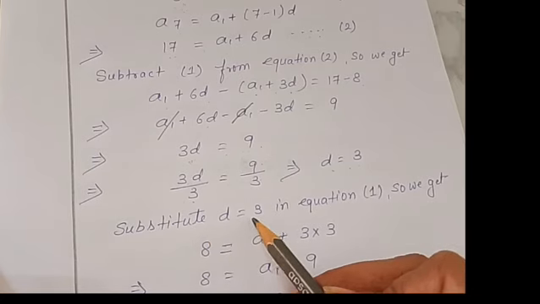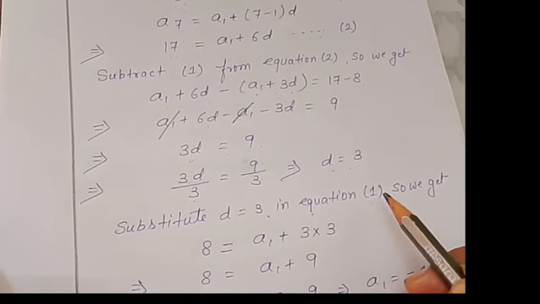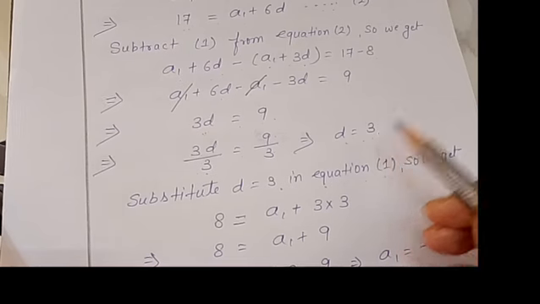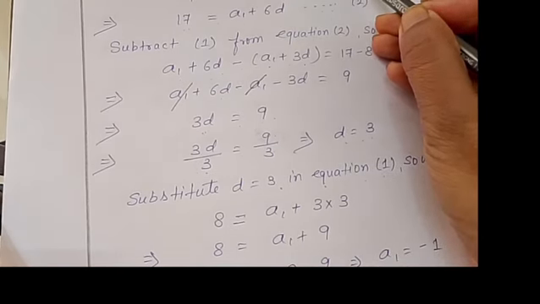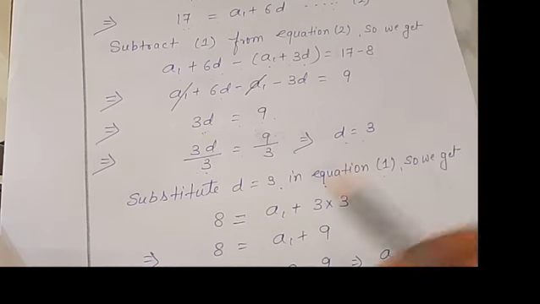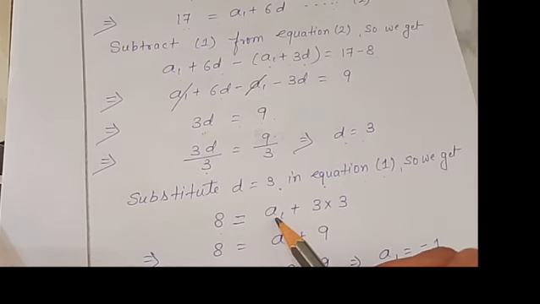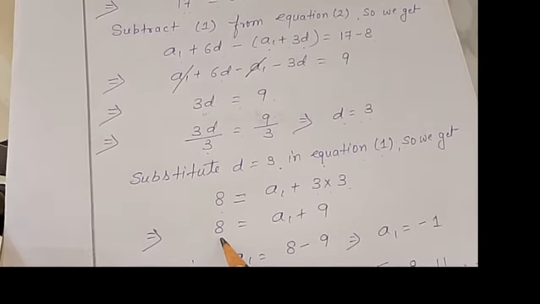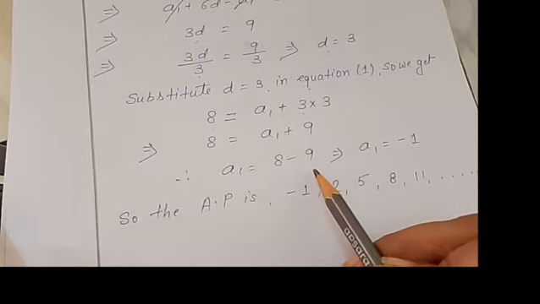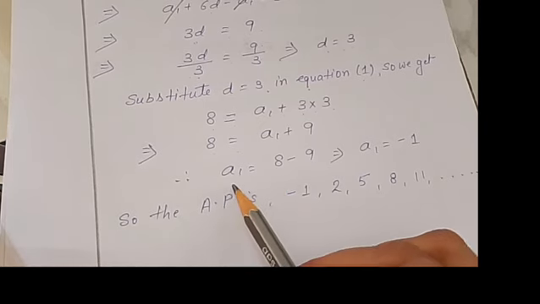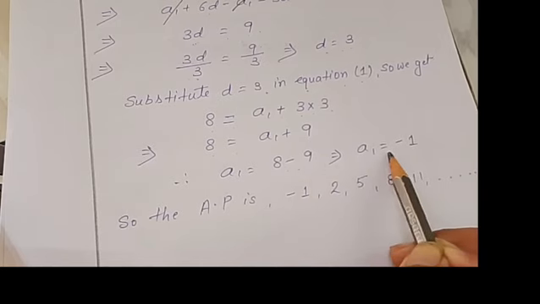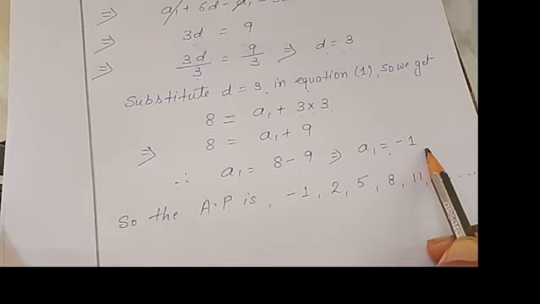Substitute d is equal to 3 in equation number 1. Substitute the value of d back into the first equation to find the first term. 8 is equal to a1 plus 3 into 3. This implies 8 is equal to a1 plus 9. Move 9 to the other side. Therefore, a1 is equal to 8 minus 9. This implies a1 is equal to negative 1.